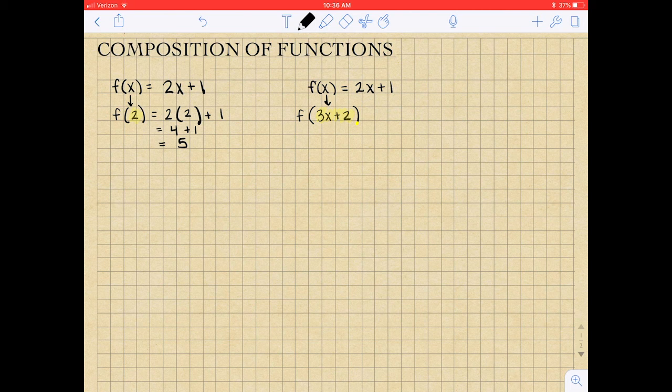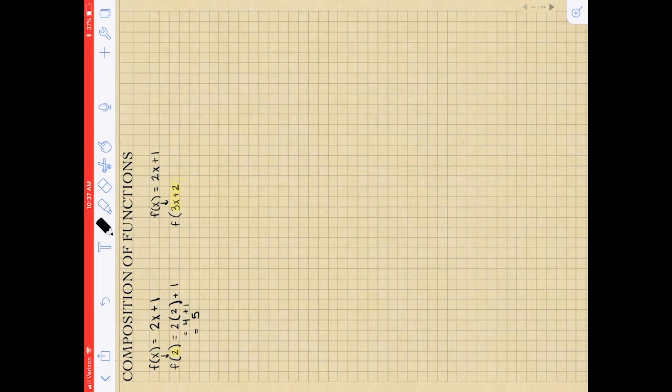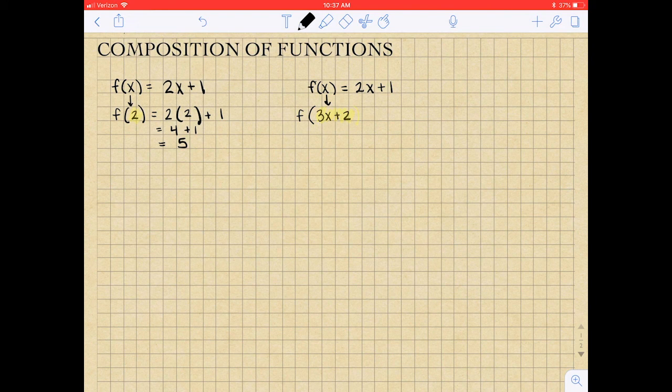Now, the cool thing about it is because 3x plus 2 is a function, I could give it a name. I could call it g. I could say 3x plus 2 is g, and so maybe I want you to find f of g of x. So when we think about the composition of two functions, I've shown you basically what we're doing here, where we have f of g of x, and we're just calling this function 3x plus 2, the function g.